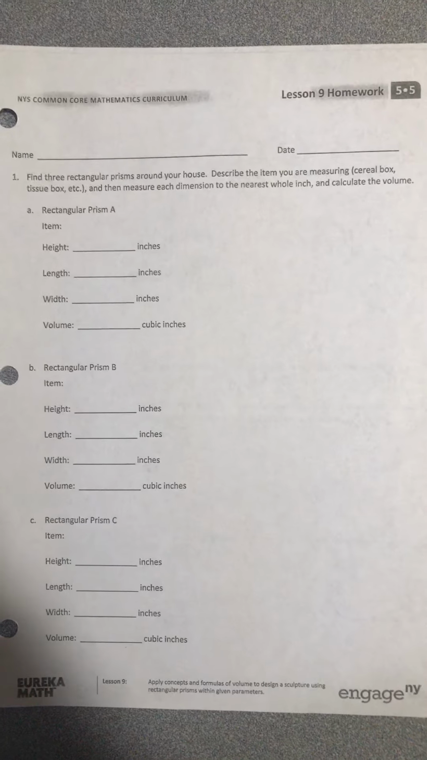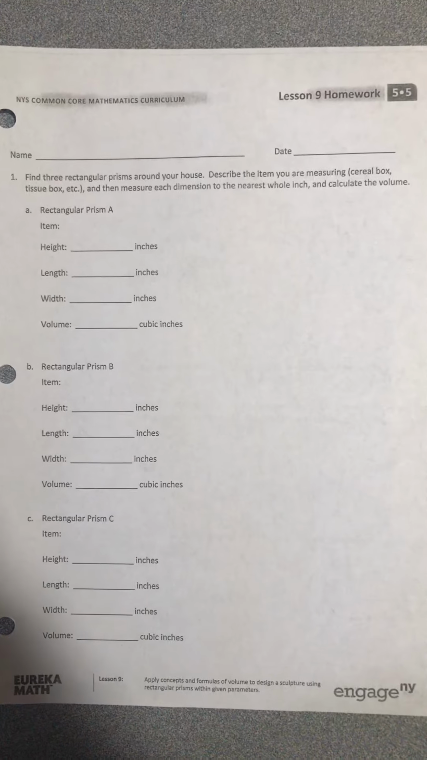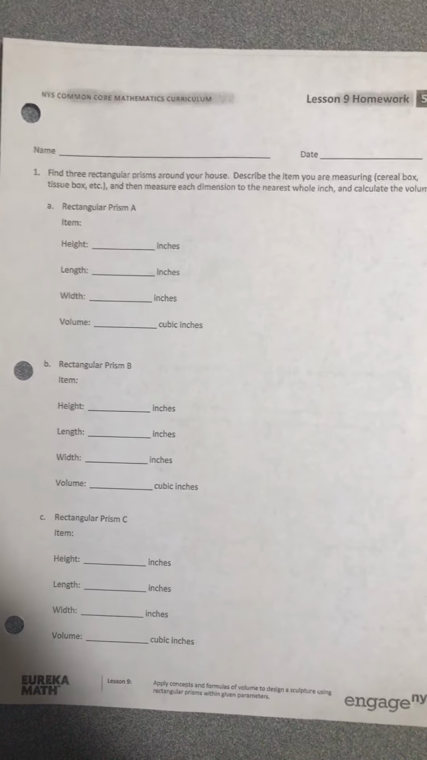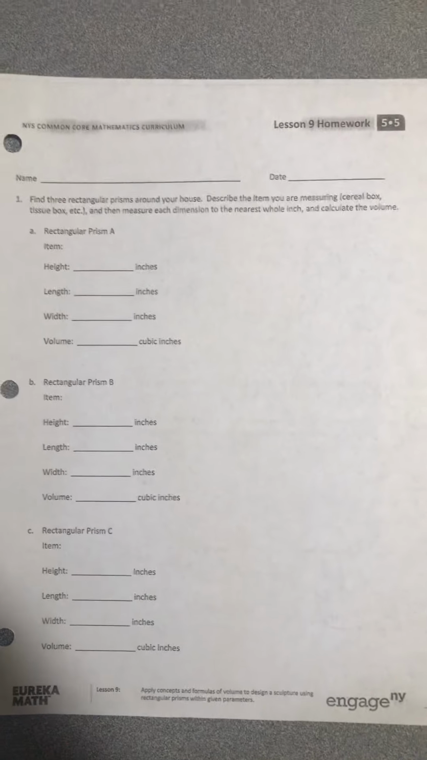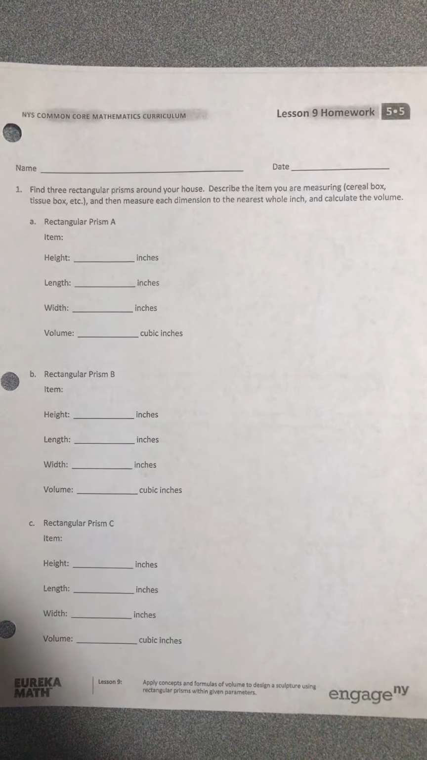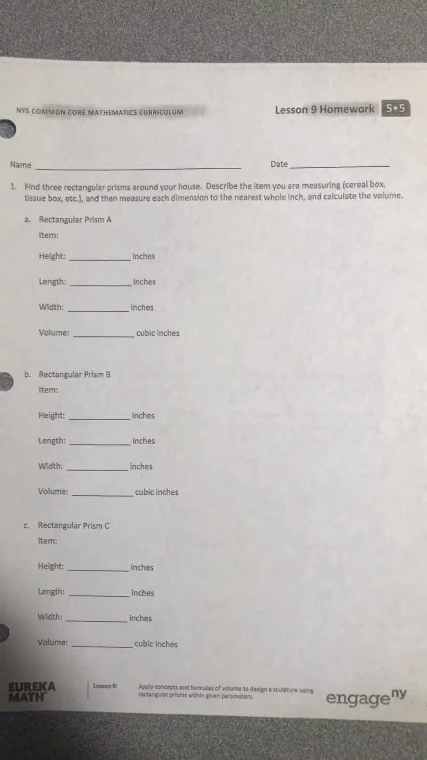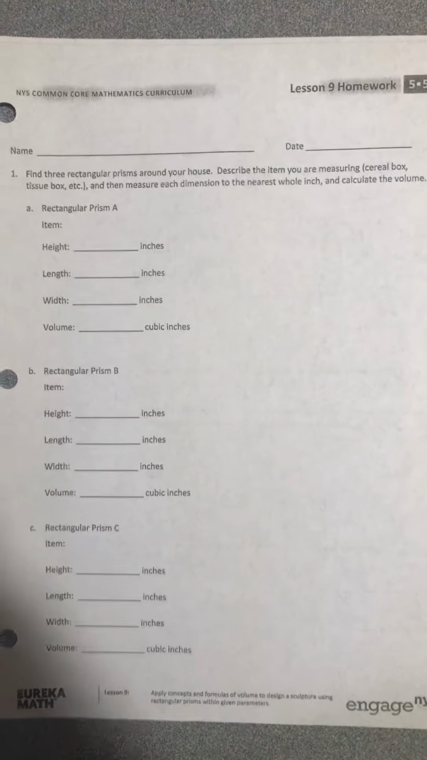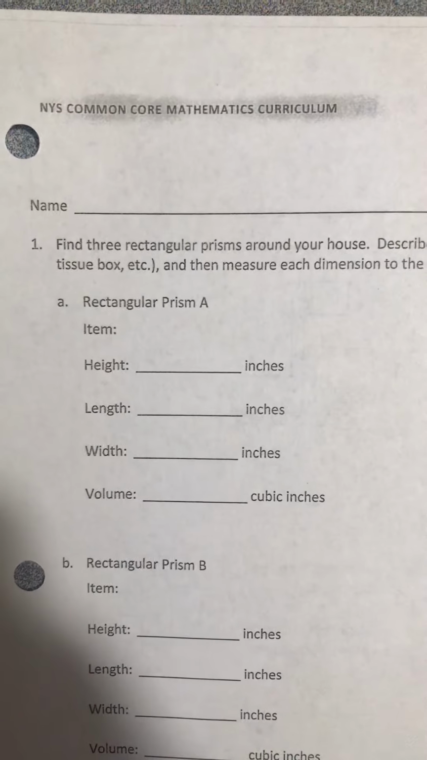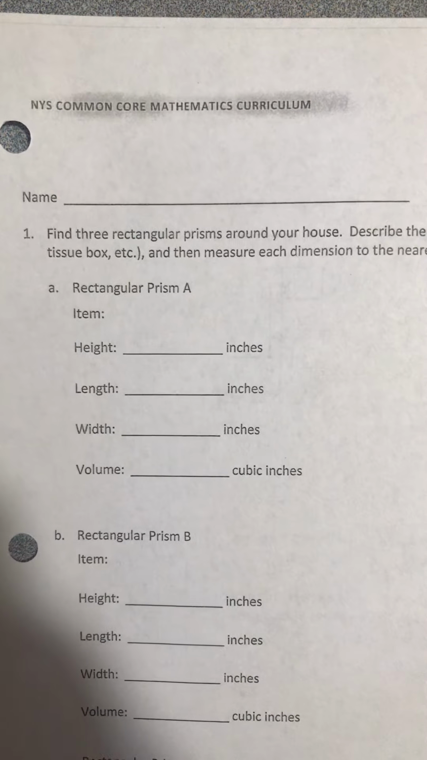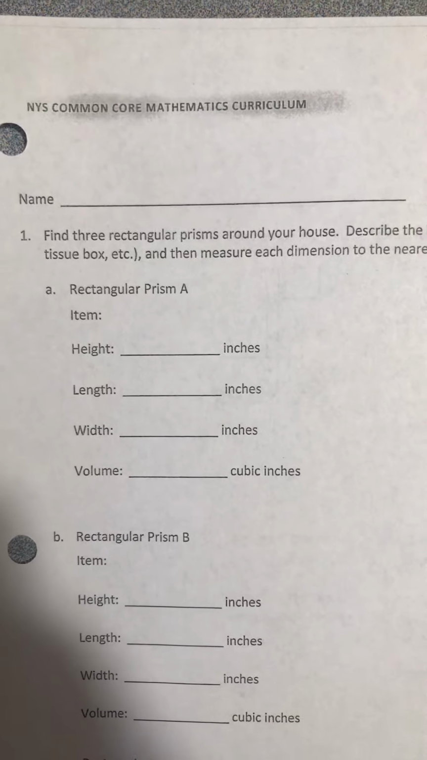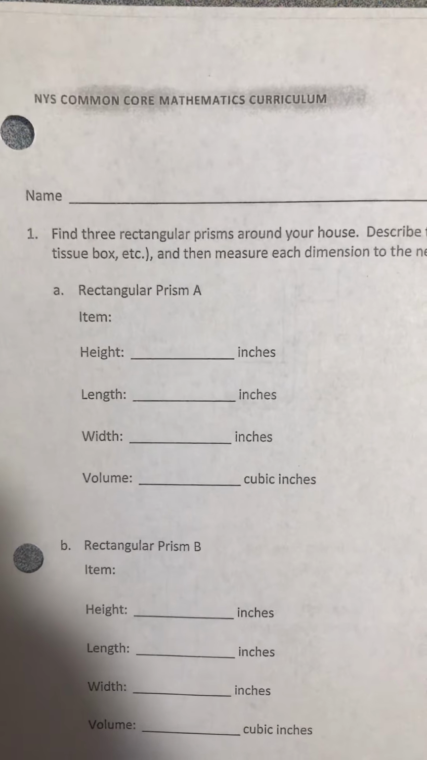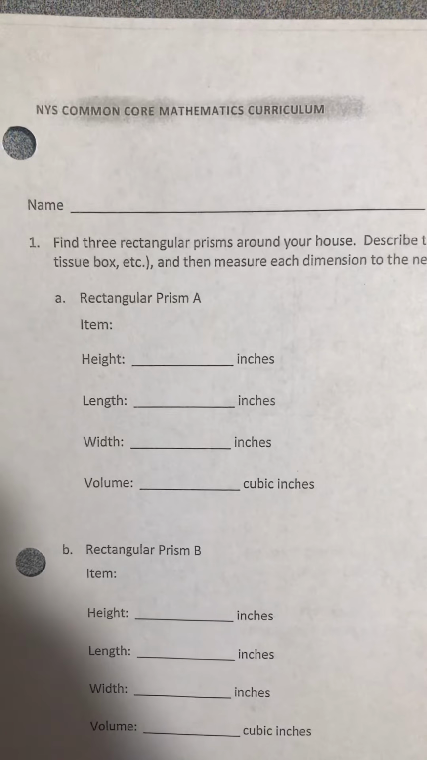Then you need to measure each dimension to the nearest whole inch and calculate the volume. If you have a ruler on hand, or some measuring tape, maybe mom or dad could help you measure these rectangular prisms. For example, let's say you pull out a box of Cheerios. That's a rectangular prism, and you decide to use it for rectangular prism A. You would measure the height in inches, how tall it is, the length, how long it is, and the width, how wide it is, in inches.